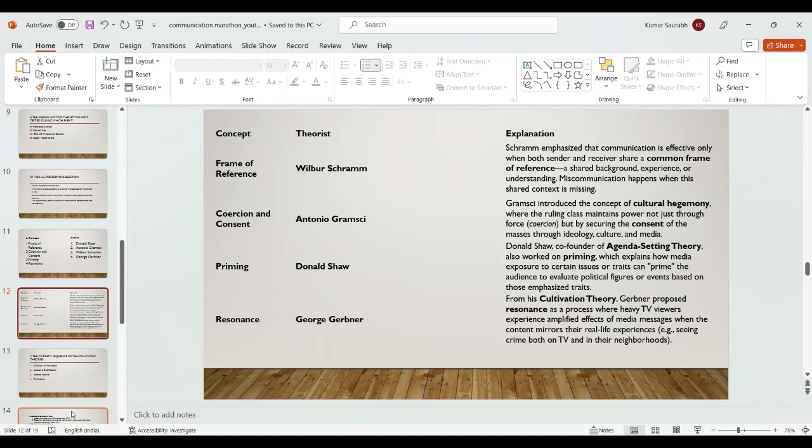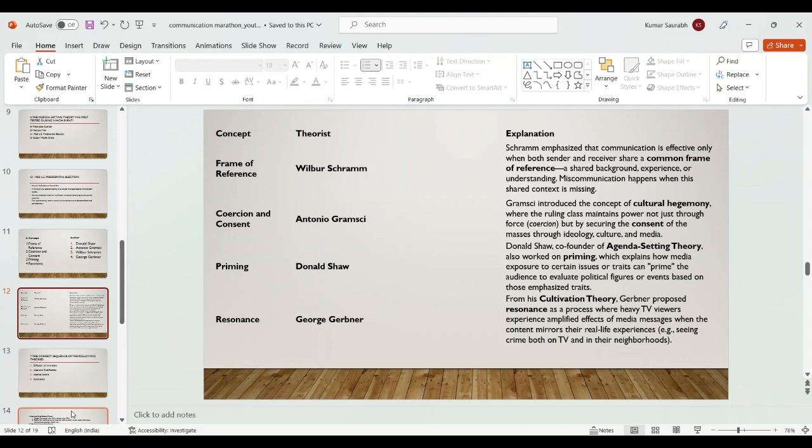Resonance is related to George Gerbner. It is related to cultivation theory. When it comes to resonance, remember George Gerbner and cultivation theory. So resonance has come with this cultivation theory basically, which was proposed by George Gerbner, and it is about the heavy viewers and the light viewers.